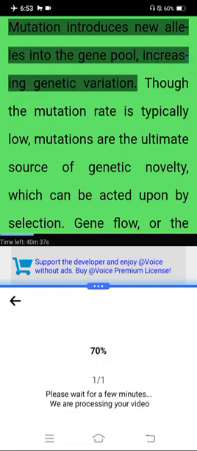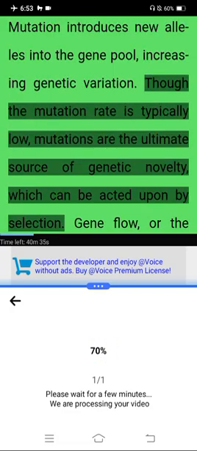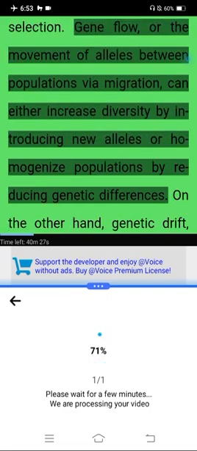Mutation introduces new alleles into the gene pool, increasing genetic variation. Though the mutation rate is typically low, mutations are the ultimate source of genetic novelty, which can be acted upon by selection. Gene flow, or the movement of alleles between populations via migration, can either increase diversity by introducing new alleles or homogenize populations by reducing genetic differences.